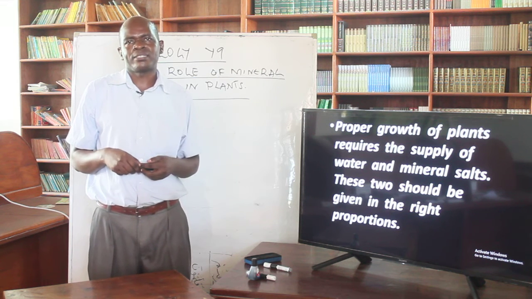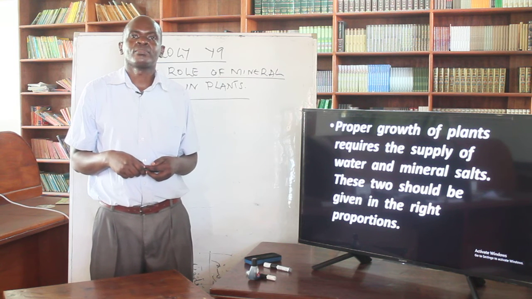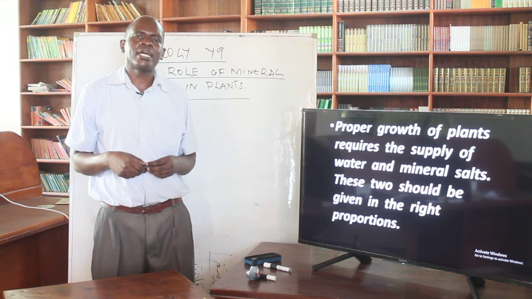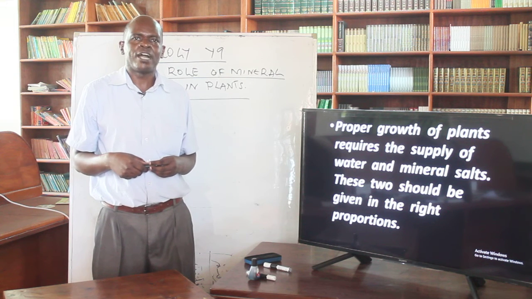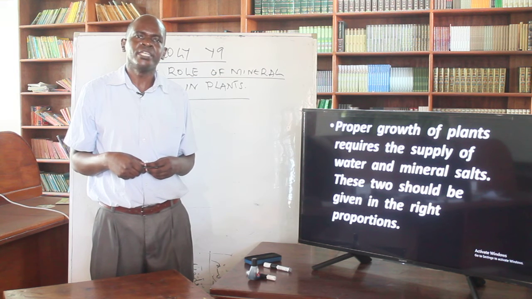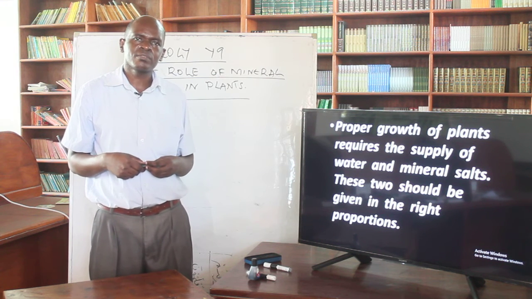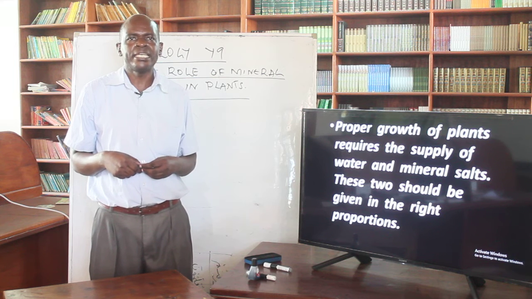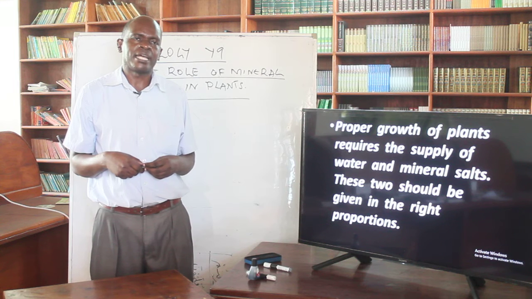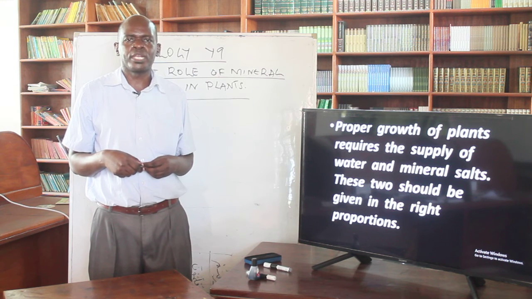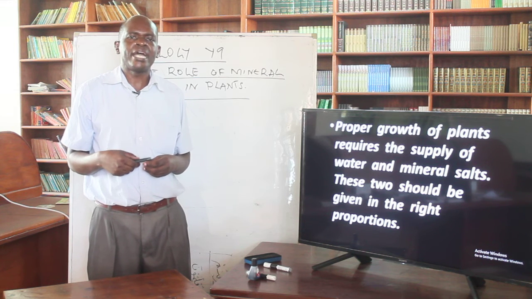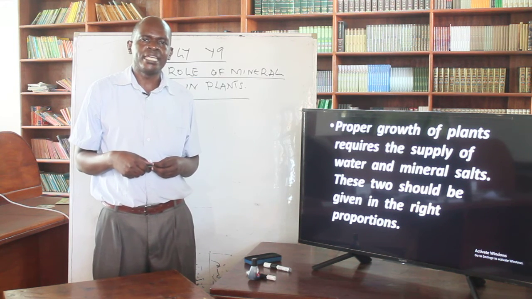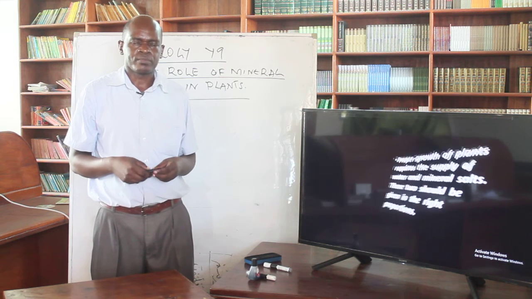There are some specific plants that may require a lot of water. So if you grow such plants in areas where there is insufficient supply of water, you will definitely have a problem in getting the required yields. For example, if you grow rice in a dry area, then unless you irrigate that land, the available water in the soil may not benefit that rice. So that's why we say that the mineral salts and the water have to be given in their right proportions.